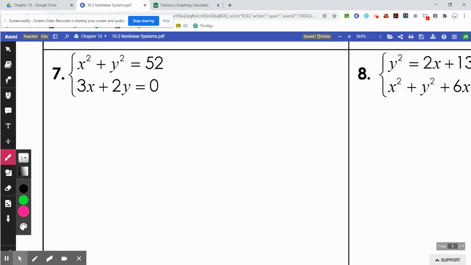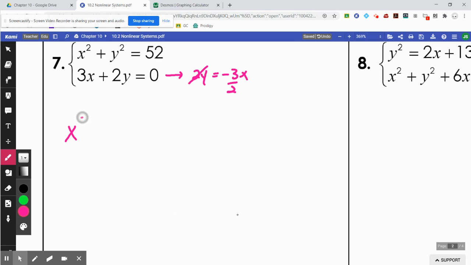Next up, we have a circle and a line. Again, solve it with either substitution or elimination. It'd be hard to solve this with elimination, so let's go back to substitution. So take your second equation, solve it for either x or y. I'm going to move my 3x over, and that gives me 2y equals -3x, divide by 2, and gives you y equals -3/2 x. So take your other equation, and in the place of y, let's put that -3/2 x. So there's your new equation.